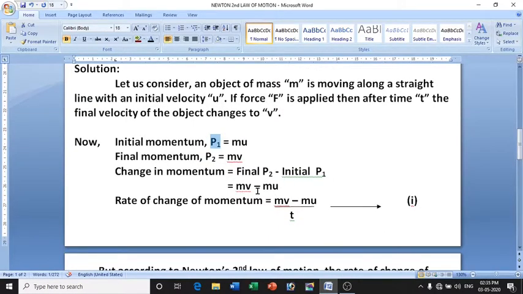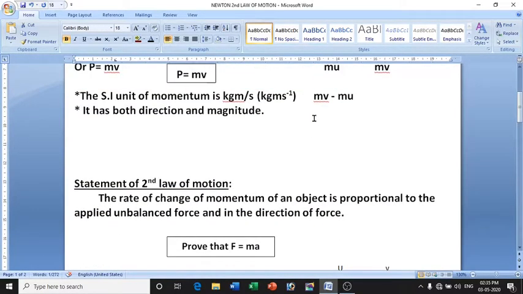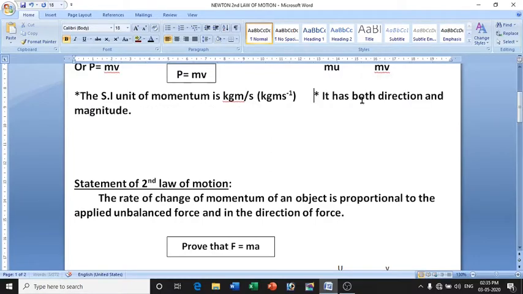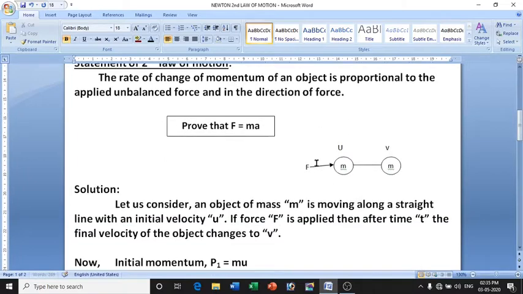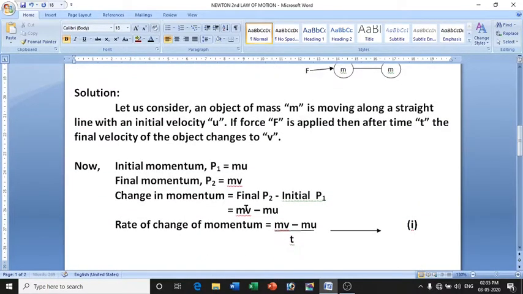It is written here, minus this one. It is change in momentum, like earlier. So if this is change in momentum, I already explained how to find the rate of change in momentum. If the change in momentum is divided by time taken, then that is called rate of change of momentum. Clear? Rate actually means per unit time, so the change of momentum divided by time t is called the rate of change of momentum.